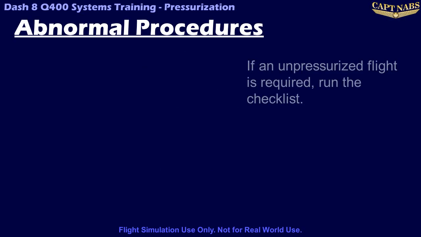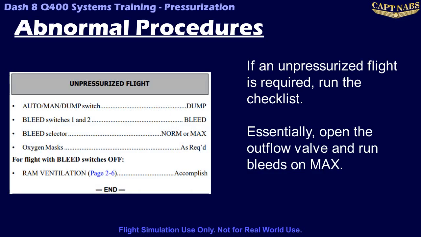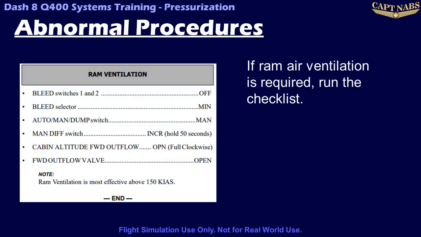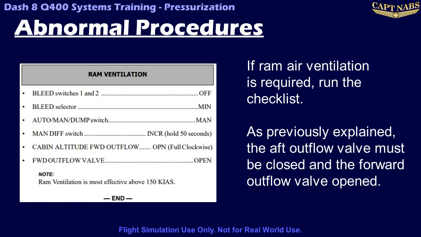Should an unpressurized flight be required, a checklist is provided. Basically, the dump valve is opened and the bleeds are used on max to provide as much airflow into the cabin as possible. A checklist is also provided should ram air ventilation be required. As previously explained, this process involves shutting off all internal sources of air and closing the aft outflow valve to force air to flow through the entire cabin back to front.